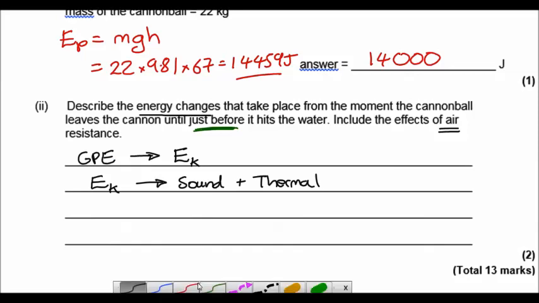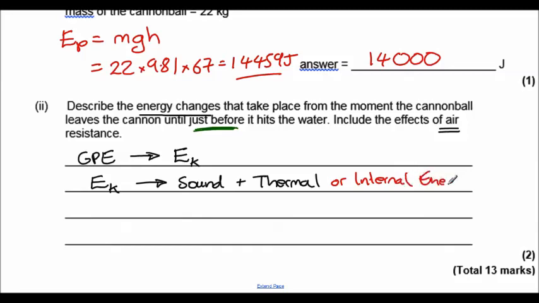Of course, we would also be expected to maybe call it internal energy. So you could say internal energy. All right. Better word for thermal. They don't mention sound specifically, so don't see why not, because it does. But thermal or internal energy, or at worst heat, and that does you.